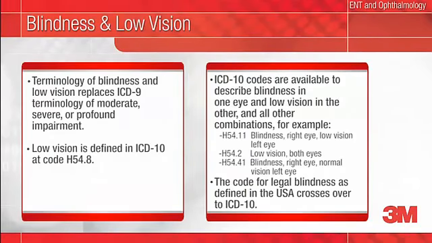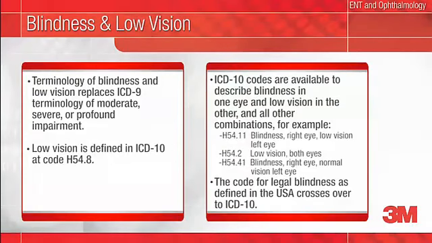The change in the terminology in ICD-10 used to characterize vision impairment is significant. Gone are the terms such as moderate, severe, or profound impairment. In ICD-10, there are 2 clear, simple distinctions. You are either blind or you have low vision.